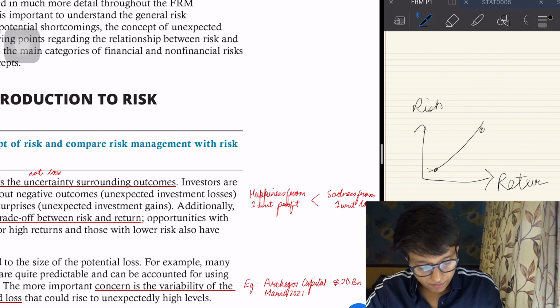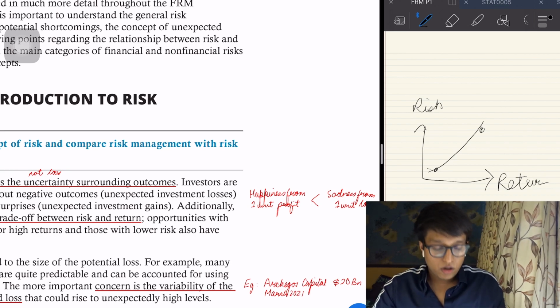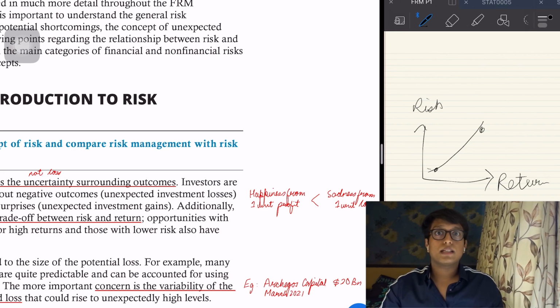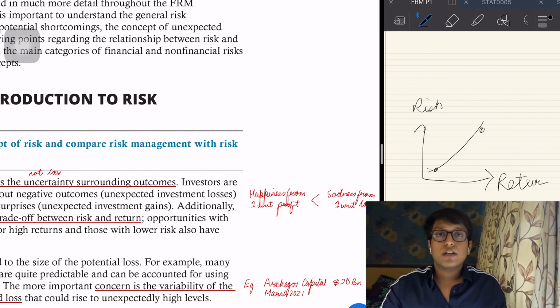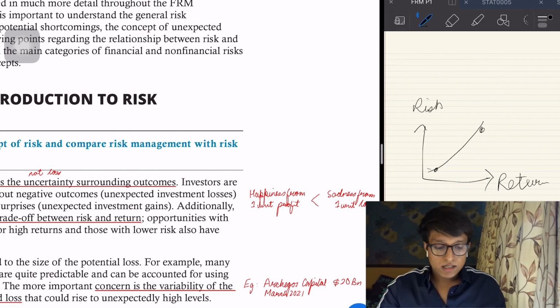And the example that I've written here is the Archegos Capital $20 billion loss that was faced by banks like Nomura and Credit Suisse in March of 2021. You should read about these case studies. I'll keep on giving examples of these, and you should keep reading about these to get a general scenario of the market. I'll only give recent examples for your understanding.